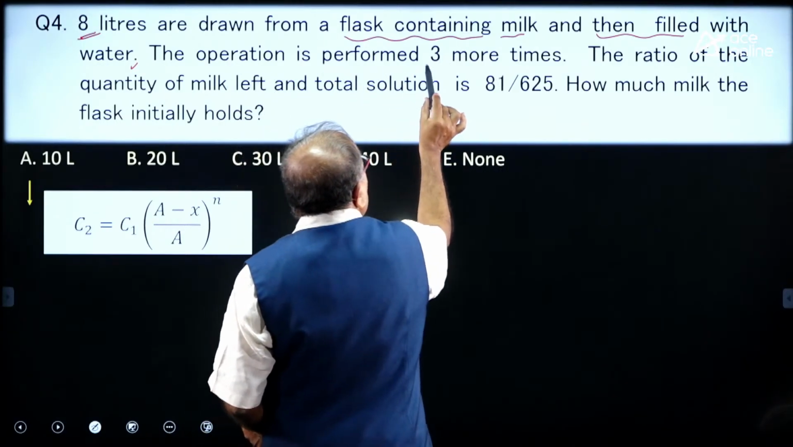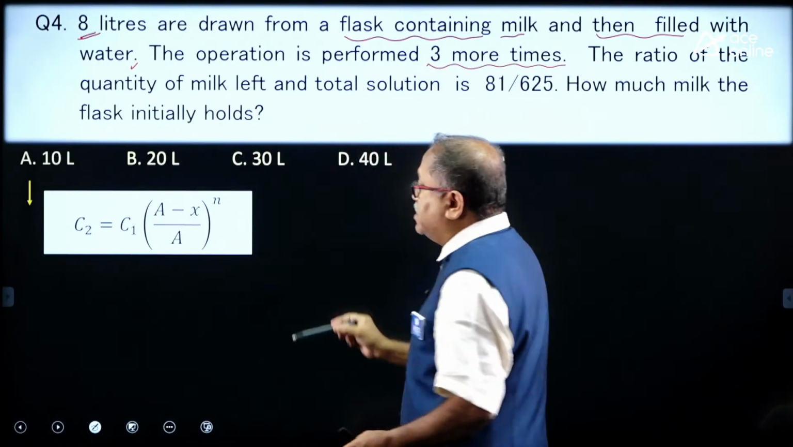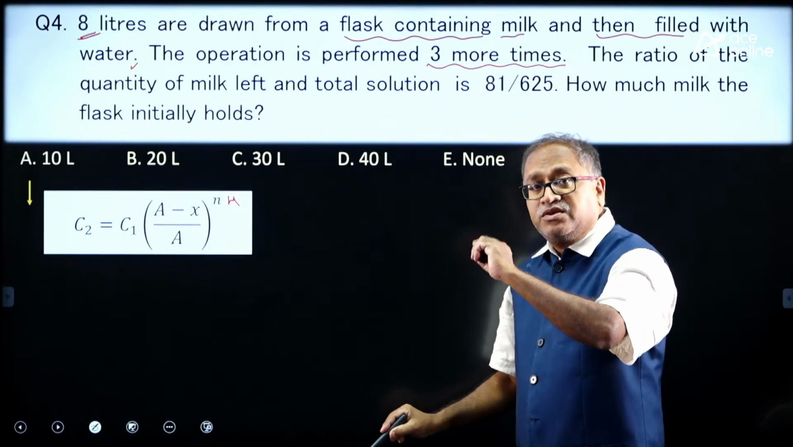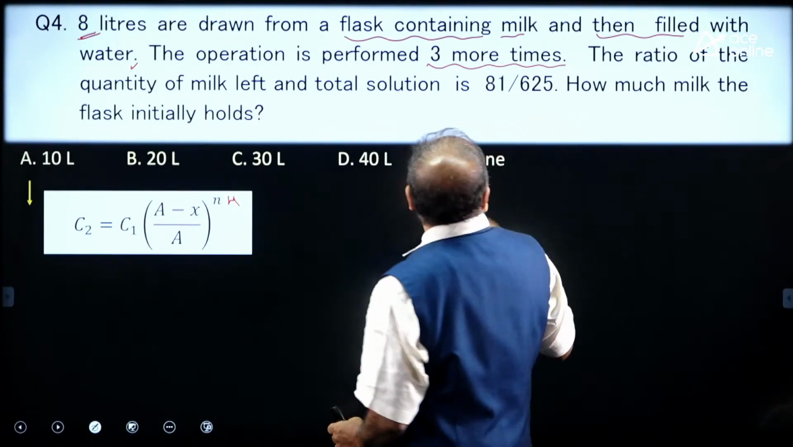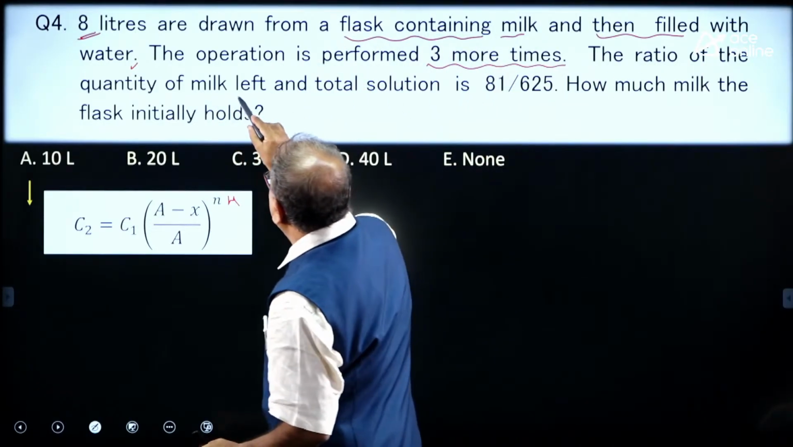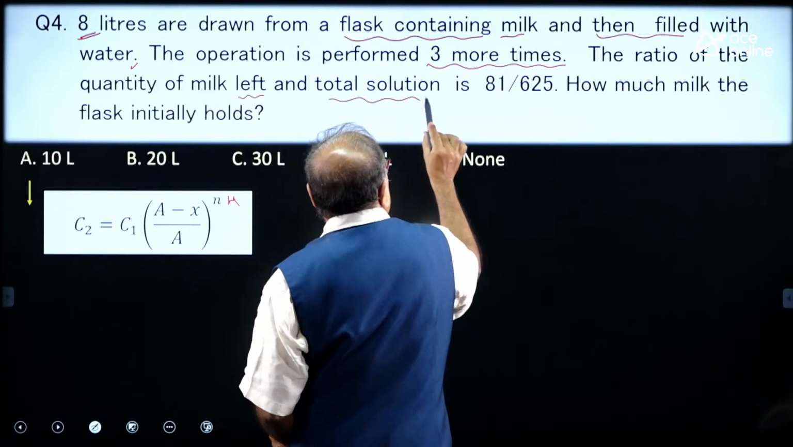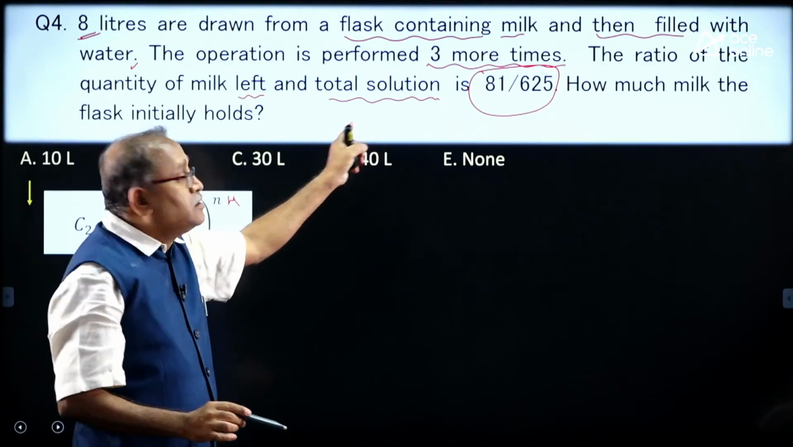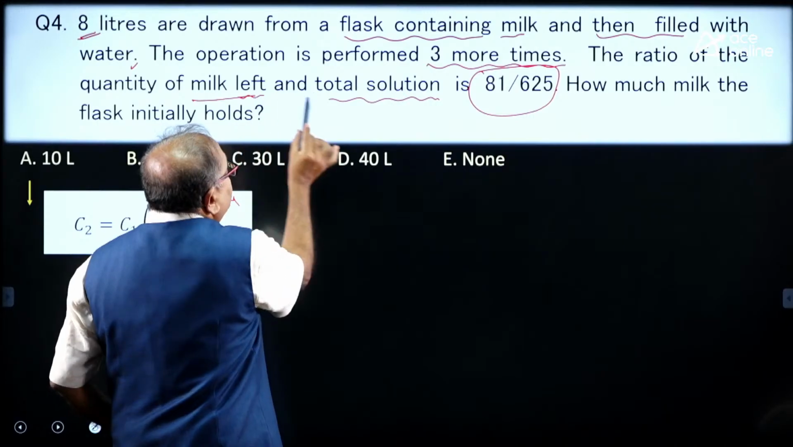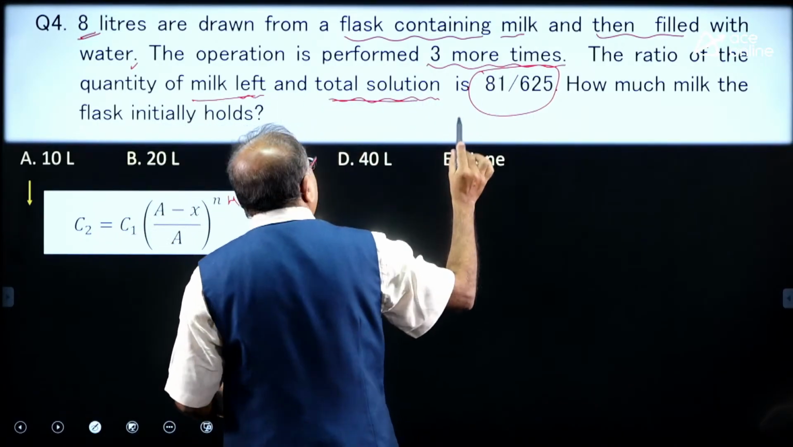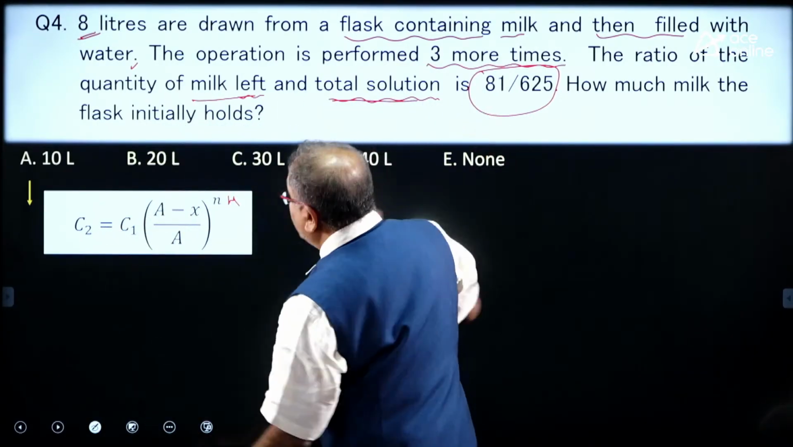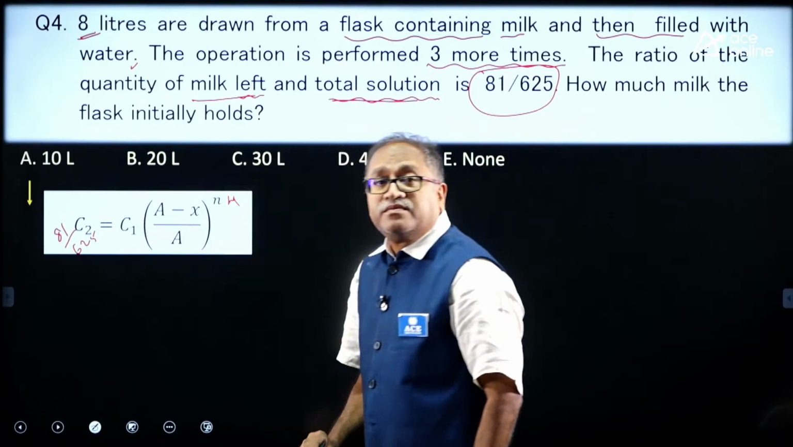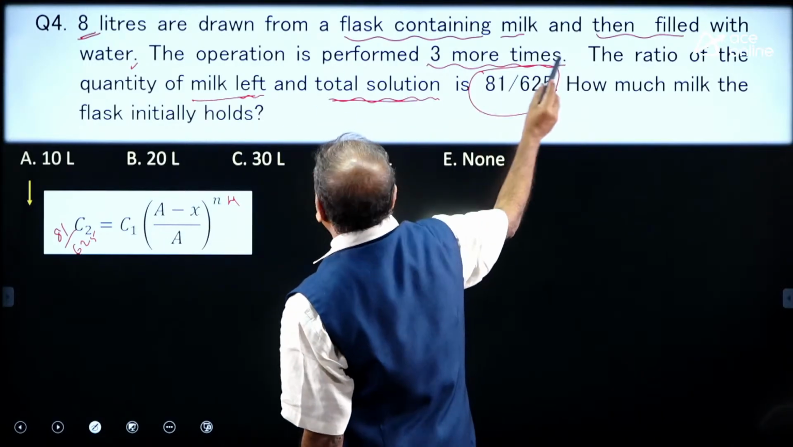Then this operation is performed 3 more times. That means the N now becomes 4: initial plus 3 more times. The ratio of the quantity of milk left to the total solution. It is not said milk to water. It is said milk left to total solution, that is my C2, equal to 81 by 625.